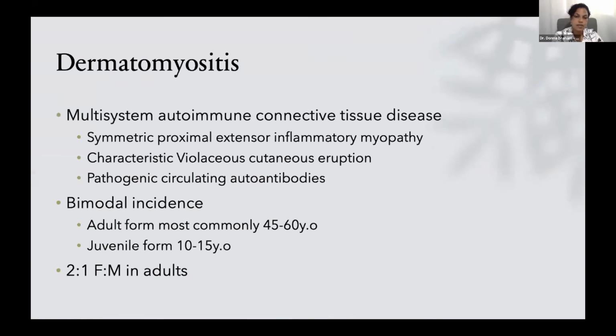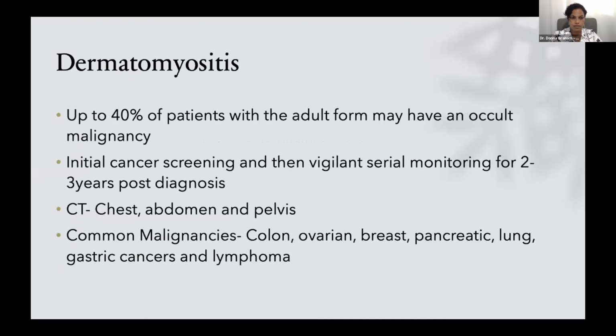So we already said it's a multisystem autoimmune connective tissue disease, presents with symmetric proximal extensor inflammatory myopathy, characteristic violaceous cutaneous eruption, pathognomonic circulating antibodies. It has a bimodal incidence. Adult form is most commonly occurring between age 45 to 60 years old. And there's a juvenile form, which usually occurs between age 5 to 10 years old. And there's a 2-to-1 female predominance.